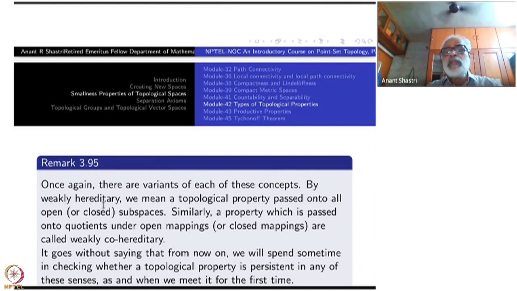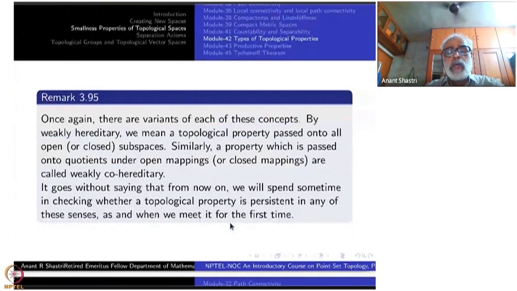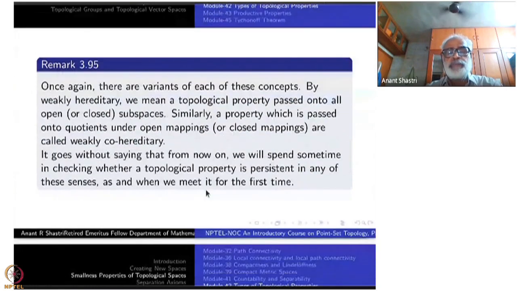But then just saying weakly hereditary, there will still be ambiguity in this definition. Similarly for co-hereditary: under any quotient map, if the property persists, then you may call it co-hereditary. But suppose it is only true for open quotients, then you may call it weakly co-hereditary. Or some other people may call only closed quotients weakly co-hereditary and so on. So there are various versions of this one.